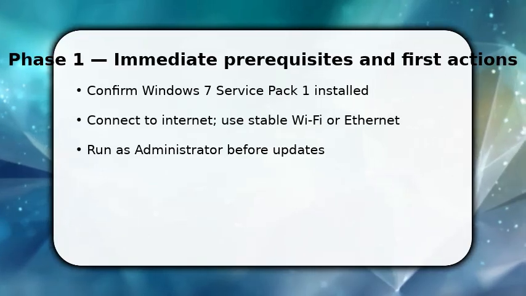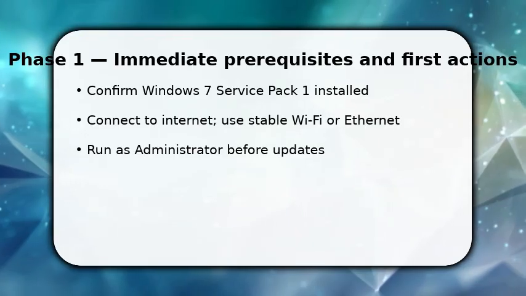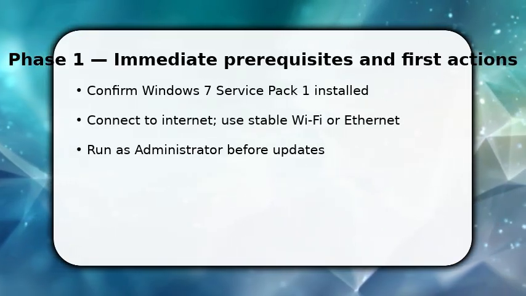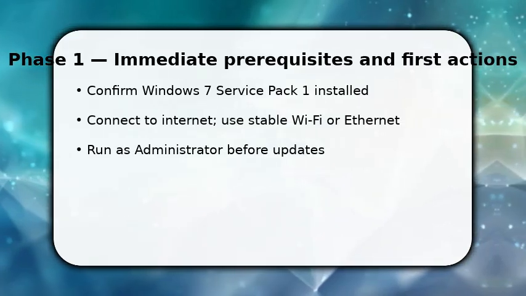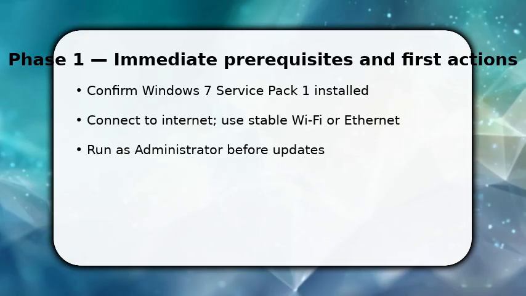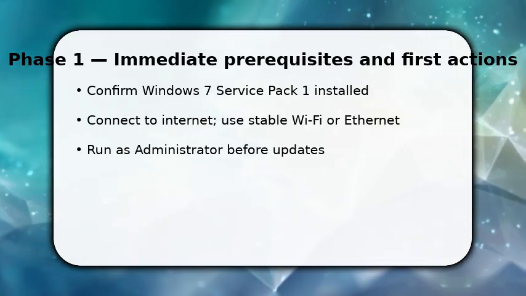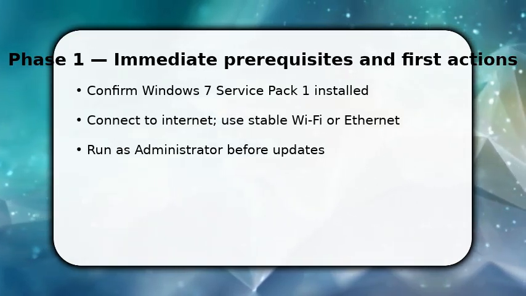You start by confirming prerequisites. Make sure Service Pack 1 is installed and you have a stable internet connection. Once done, log into an administrator account so you can change system components. Open Control Panel, then System and Security. This gets you to the Update Hub quickly.